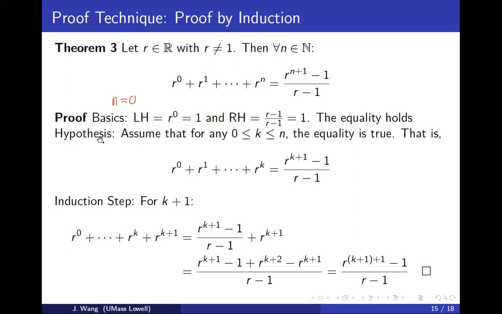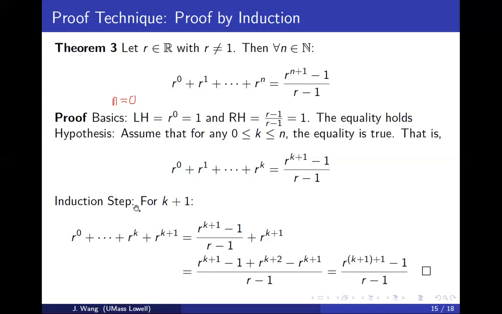proven. And then we make a hypothesis, which means that for any k greater than or equal to 0, from the basis, and less than or equal to n, the equality holds. That is, we have R to the 0 plus R to the 1 plus and so on, plus R to the k is equal to R to the k plus 1 minus 1 over R minus 1.